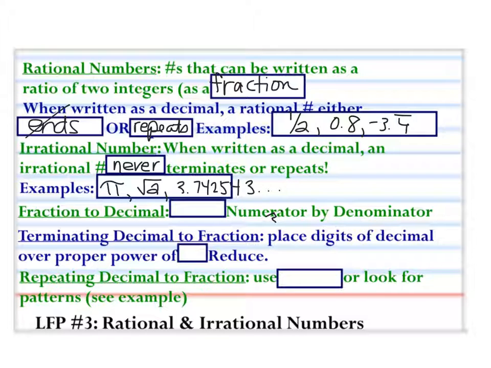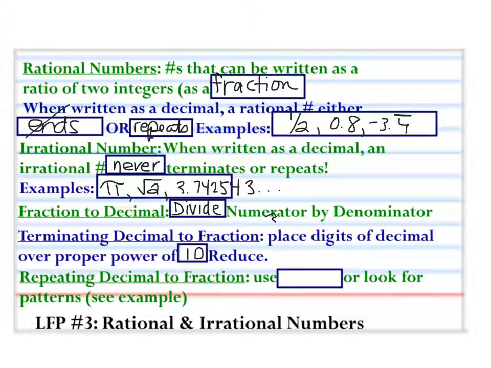Okay, we're going to practice changing some rational numbers from one form to another today. So when we change fractions to decimals, all you have to do is divide the numerator by the denominator. When you're going to change a terminating decimal to a fraction, so a decimal that ends, you just look at the place value and you place the digits of the decimal over the proper power of 10. So check out if it's in the tens place or hundreds or thousands, etc. And then always reduce.